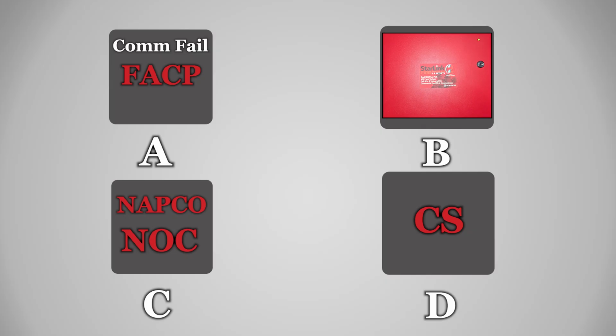So what exactly is supposed to happen between point A and point B? I'm going to play for you what a successful alarm transmission sounds like, and then I will break it down piece by piece.